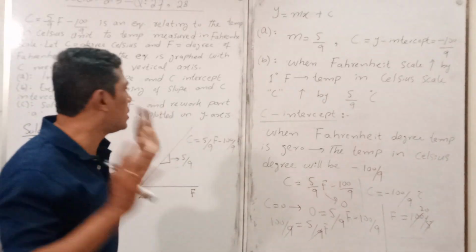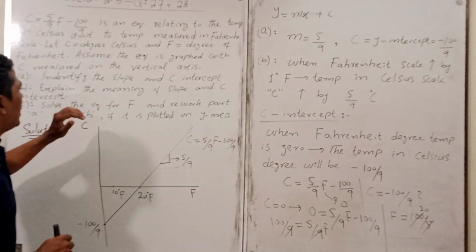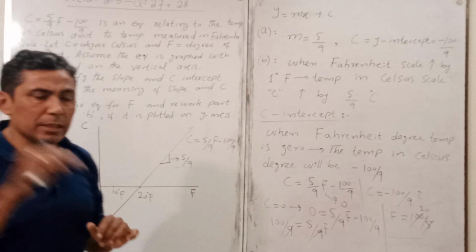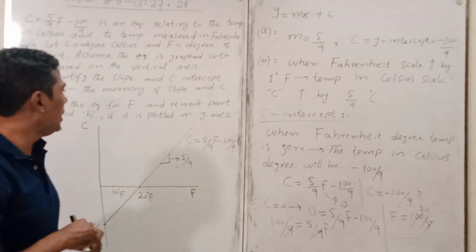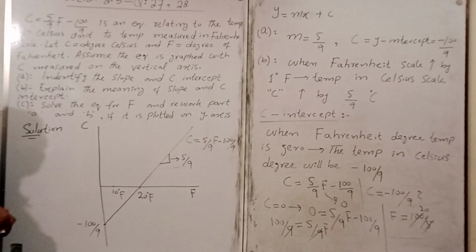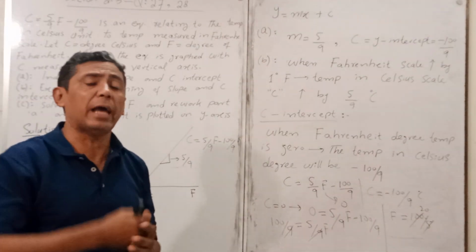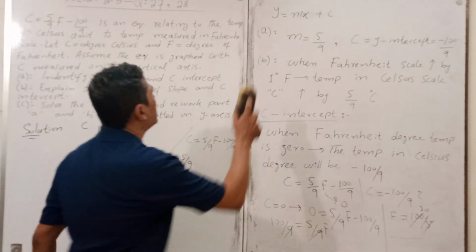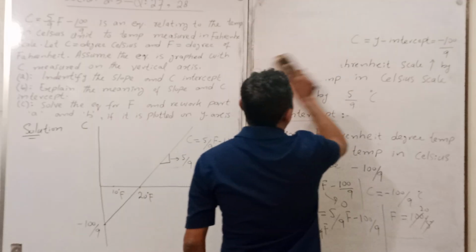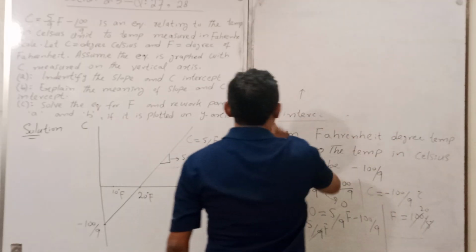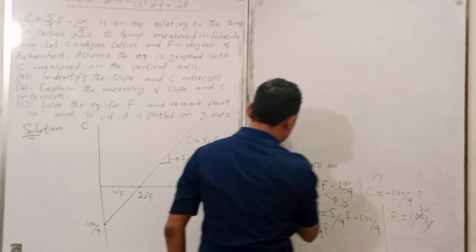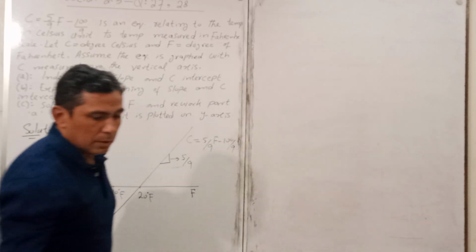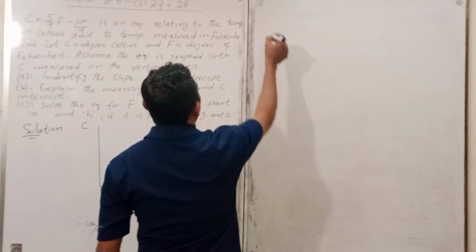You got my point? Now the third part of this question is to solve this equation for F and work parts A and B if it is plotted on the y-axis. In part C, he is asking that you have to solve this equation for F, and measure F on the vertical axis instead of the x-axis. Clear? So now solve this for F. Okay, part C.